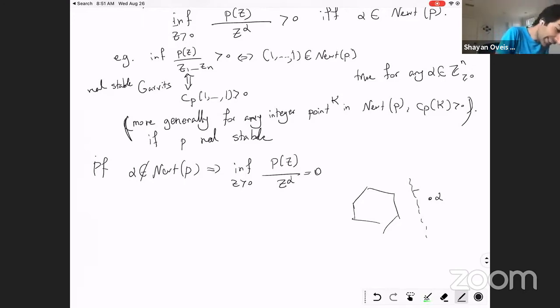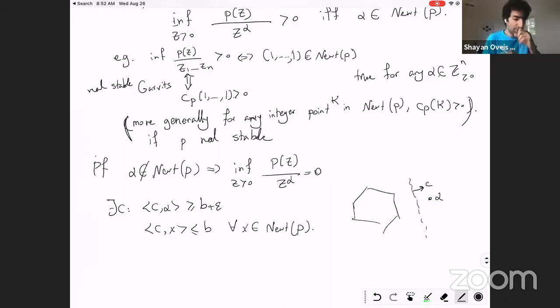So it means that there exists a vector c such that c dot product alpha is more than the dot product of c with every point in the Newton polytope. So let's say c times alpha is at least b plus epsilon for some real number b, and c times x is less than or equal to b for all x in the Newton polytope. Okay, so that's what you get from the separating hyperplane.